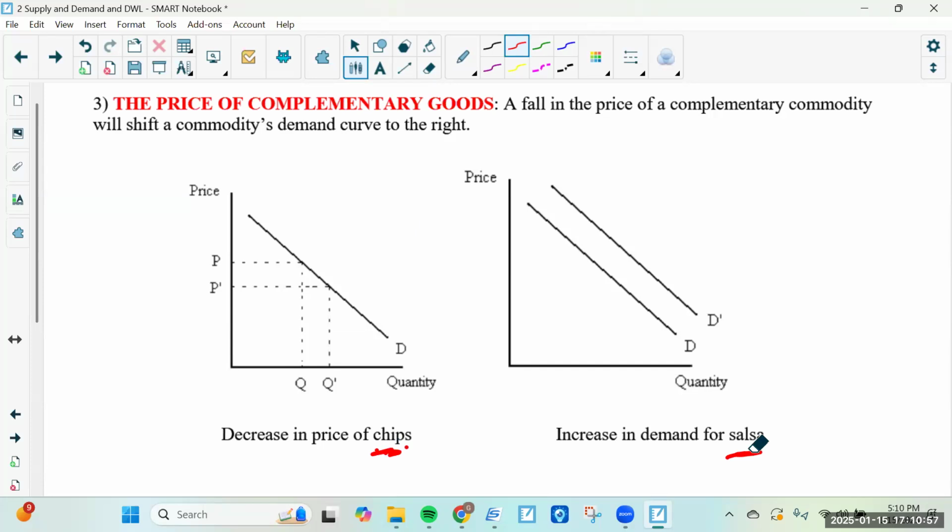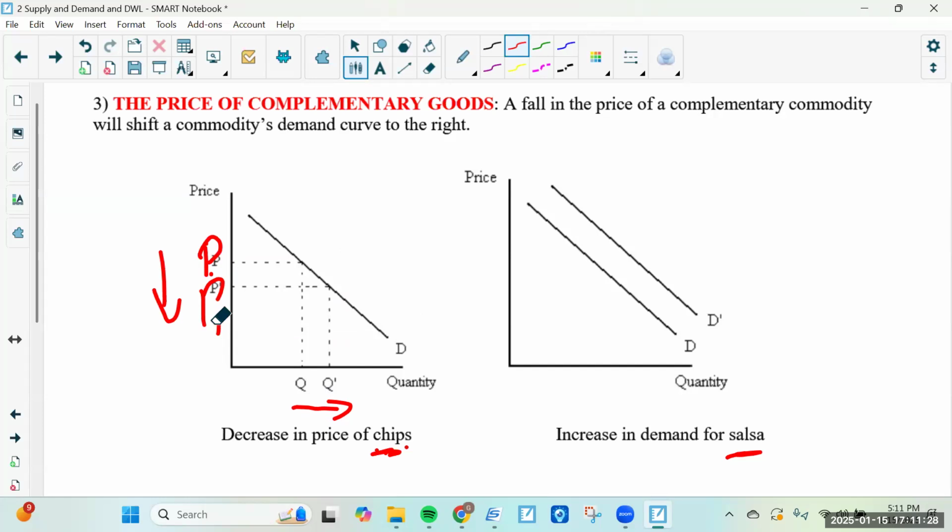And the way this works is notice that what I did here was I decreased the price. I went from P to P1. I decreased the price of chips. When I decrease the price of chips, notice the demand for chips does not change. What changes is the quantity demanded. When the price went down, we're like, ooh, I'll buy more of this now. It didn't change my desire to have chips. I'm just buying a greater quantity of chips because the price went down.